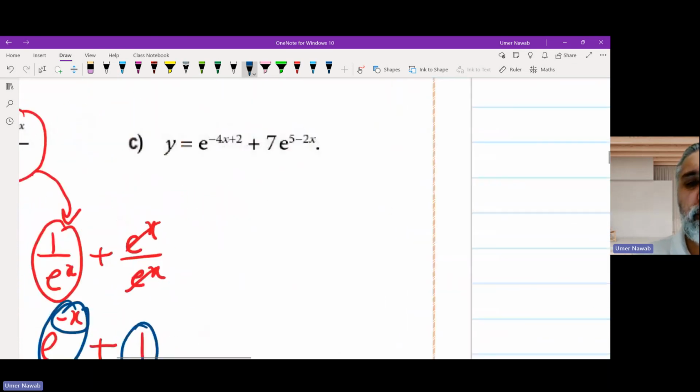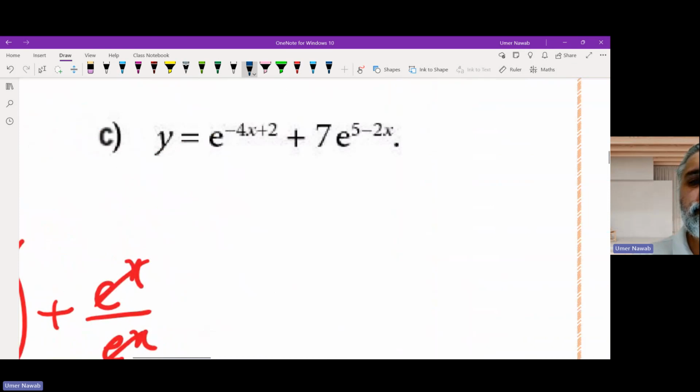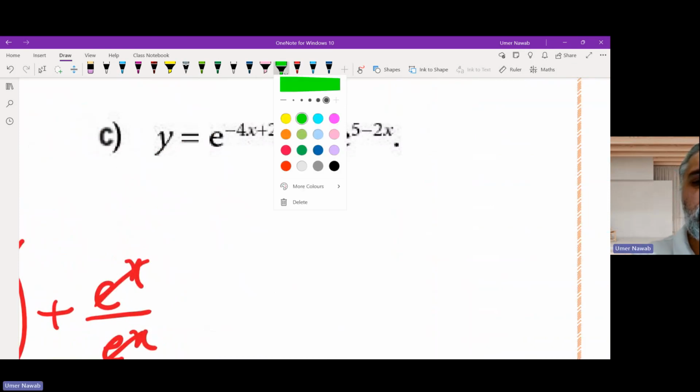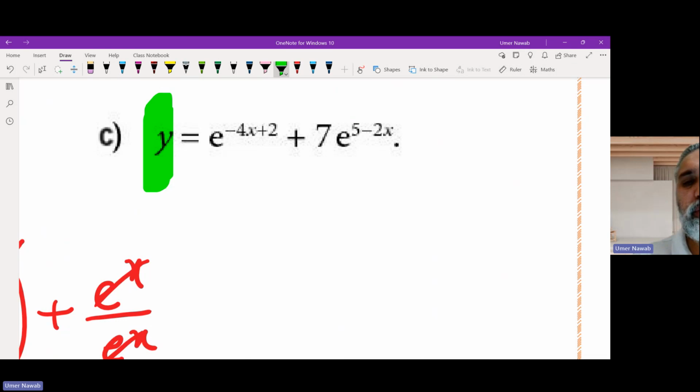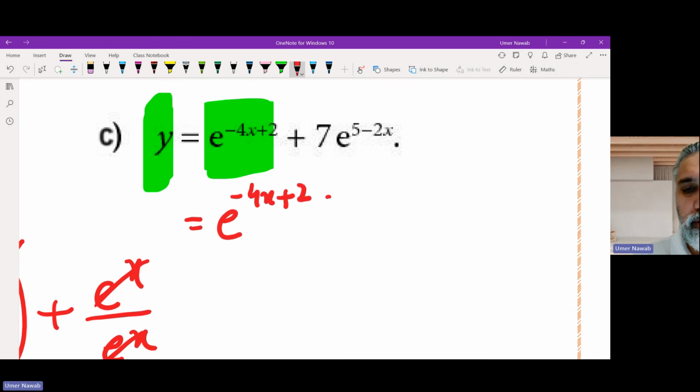Now, very important question for the final exam, guys. Okay, so let's check why this is important, because it has two exponential functions. It's very easy. First of all, can I copy it as it is? I'm going to copy it as it is. Okay, e^(minus 4x plus 2). What is the further derivative of minus 4x plus 2? It is minus 4. Then I have to write plus 7, plus 7.